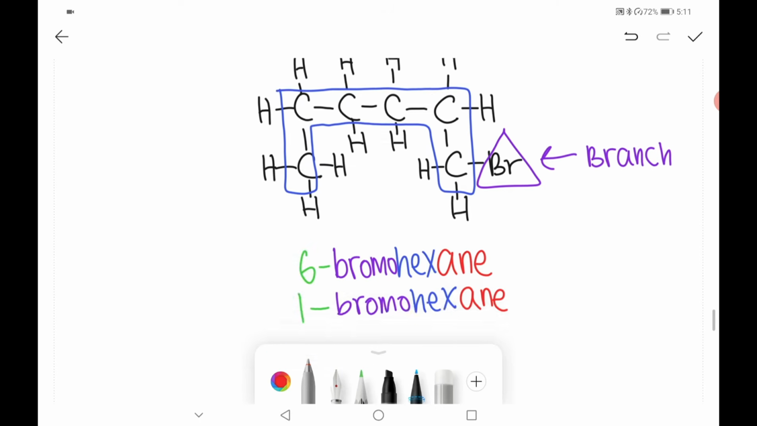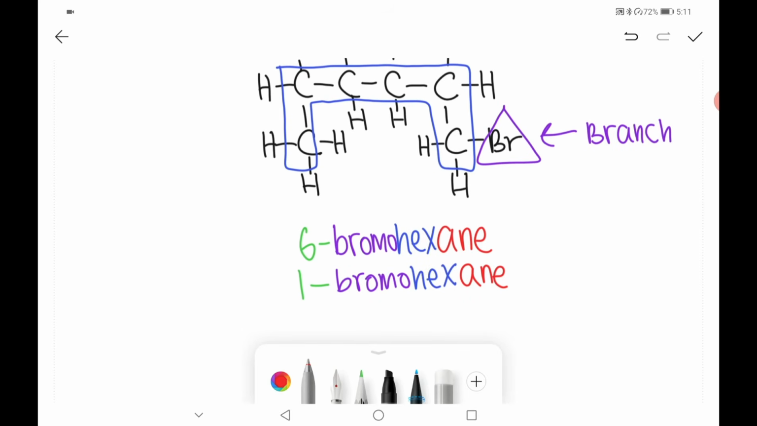Which one is the proper one? Remember, we always choose the smaller number as the final answer. So this is the final answer.